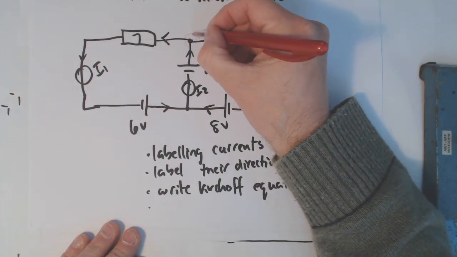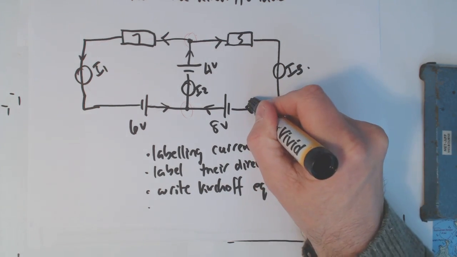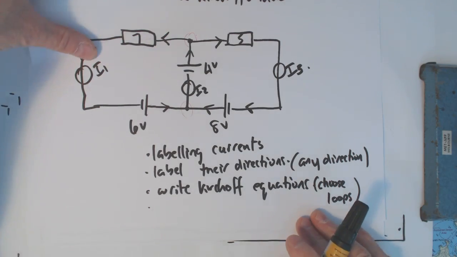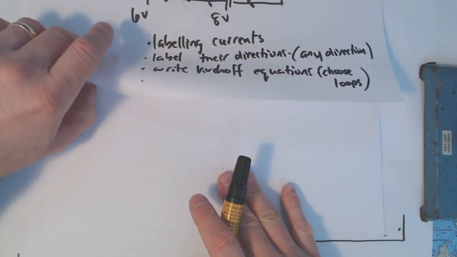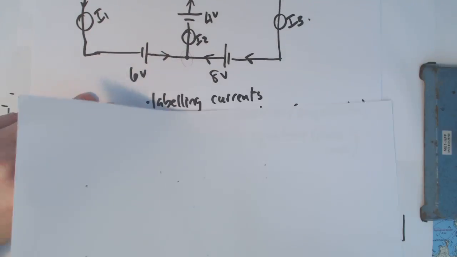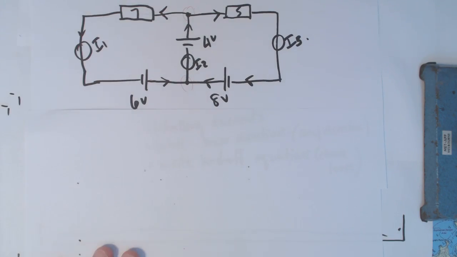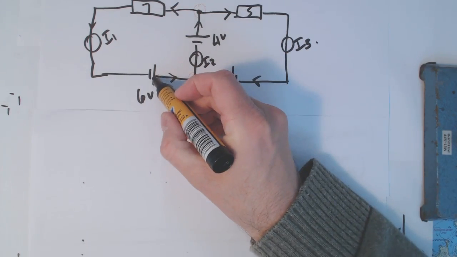Current laws, I could do a current law for there. I could do a current law for there. So I can actually write 5 equations, no problem with this. Usually it's best to write 2 equations from loops and 1 from a current junction. And that usually gives you enough information to solve. If you just do loops, you will not be able to solve this. There's a problem with linear independence, which you don't really need to know about, but you need to go with what I say.